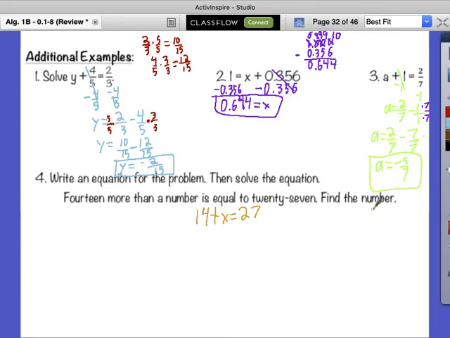Can you guys solve this one? Go ahead and solve this one for x. If you have any questions, raise your hand. So we get this one together.